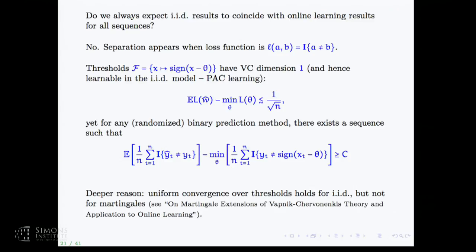And yet, there is no way to get our individual sequence result. There is no randomized or deterministic method that will give you the analog of the average number of mistakes minus the best given by some best threshold, better than a constant, maybe 1/2 or 1, I don't remember the constant. Okay. And again, there is a deeper connection. I can point to a paper with Karthik Sridharan on martingale extensions of Vapnik-Chervonenkis theory, and it is just a question of martingale uniform convergence versus IID uniform convergence. As soon as you have a gap there, you will have a gap here as well.